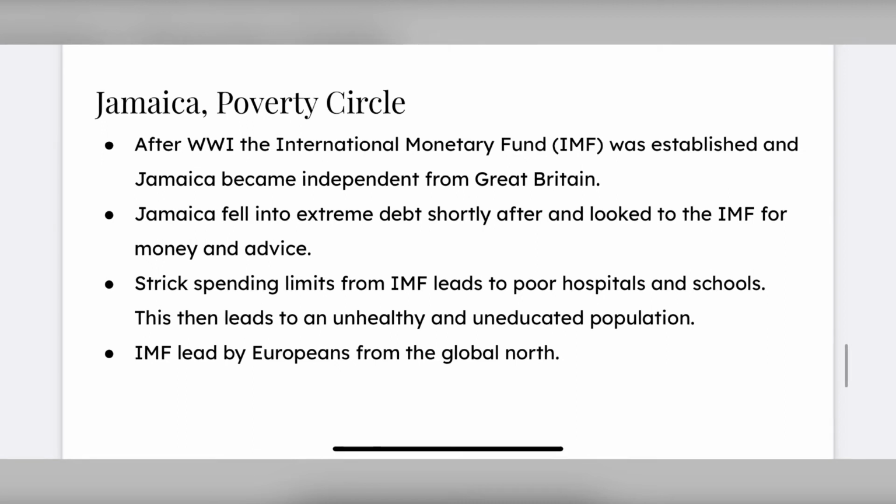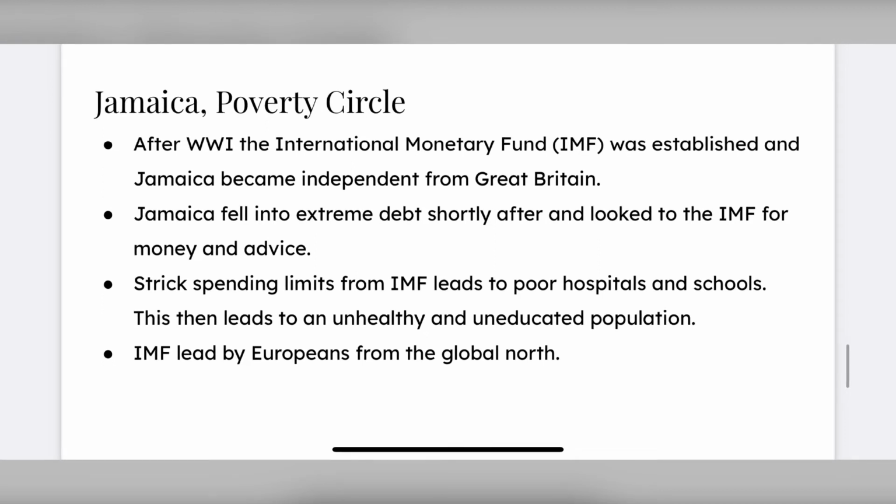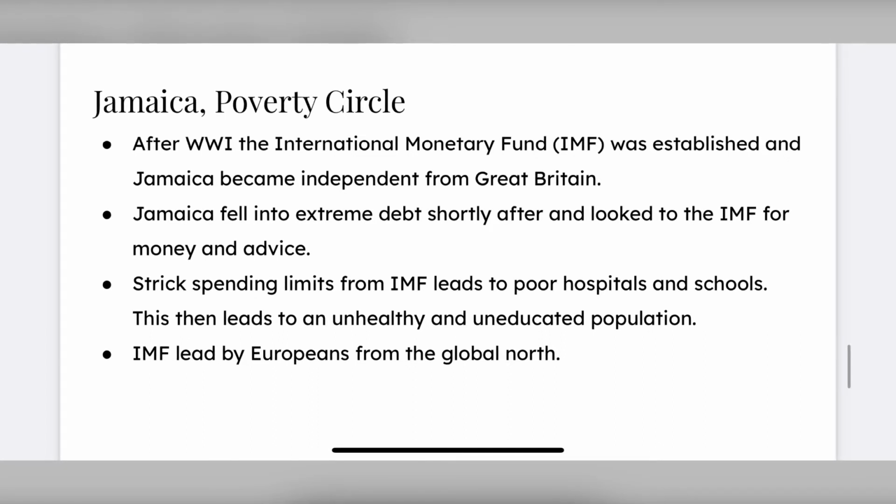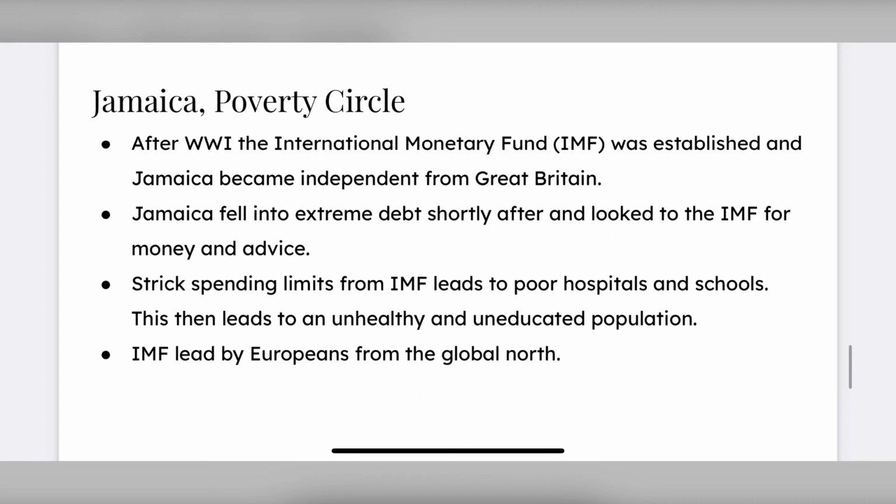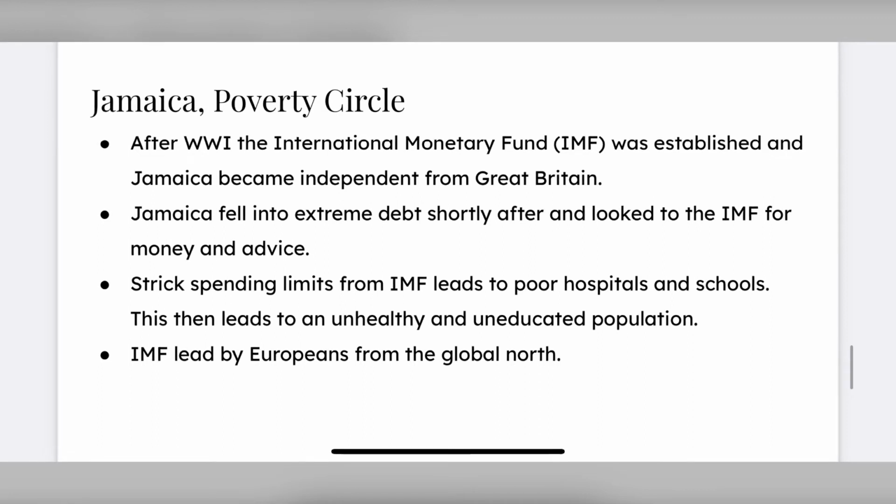A very good example of how the poverty circle affects a country is Jamaica. So Jamaica was under control of Great Britain for many years, and then after World War I, they were granted independence. Being left with no leadership, they fell into extreme debt shortly after. They looked to the IMF, the International Monetary Fund, which was established after World War I too, for money and advice. The IMF gave them a loan, but also gave them strict spending limits on the money that they gave them.